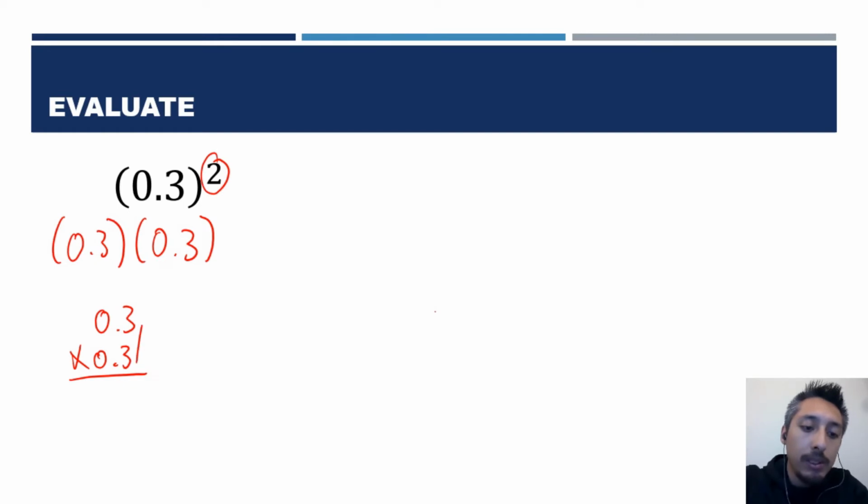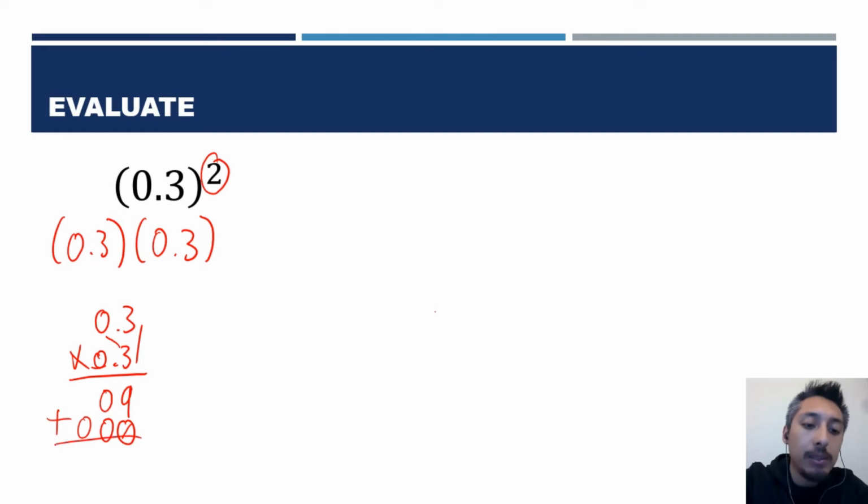3 times 3 is 9. 3 times 0 is 0. Because we just moved to a new place value, we need to fill this spot with something. I'm going to put a 0 here. You could put an X, depending on how you learned it. You might put something different, but a 0 is fine for now. So 0 times 3 is 0. 0 times 0 is 0.